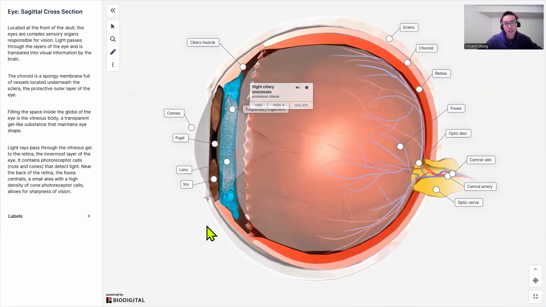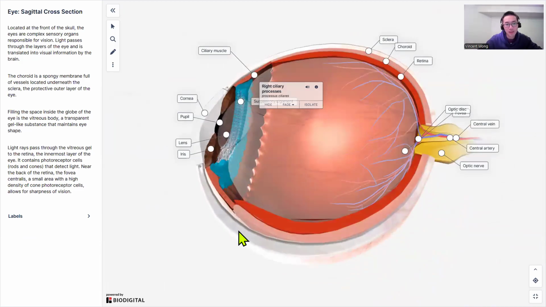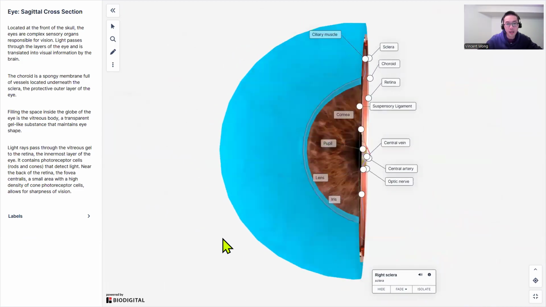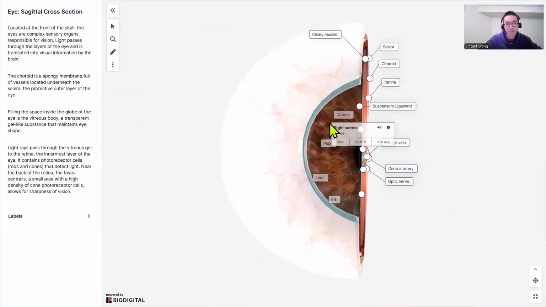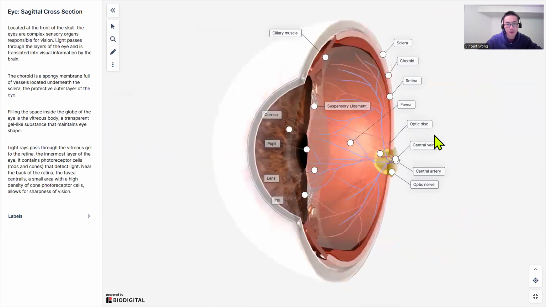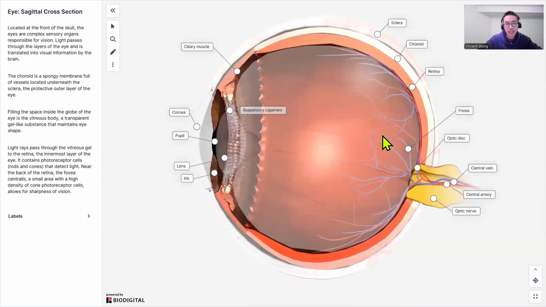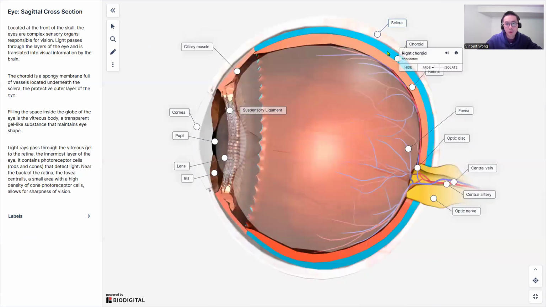While we are in this 3D model, let's just go through a few other things. You can see the sclera, which is the white of the eye. But as you go to the front, the sclera becomes the cornea, right? It's transparent, see-through. Underneath the sclera, we have the choroid and the retina.